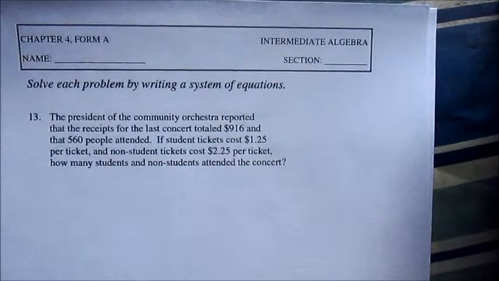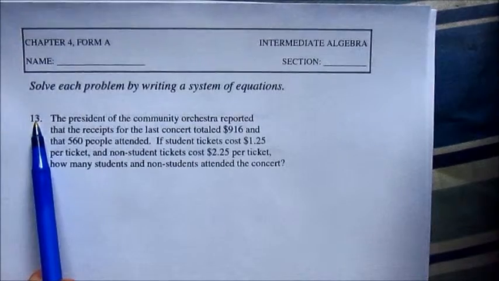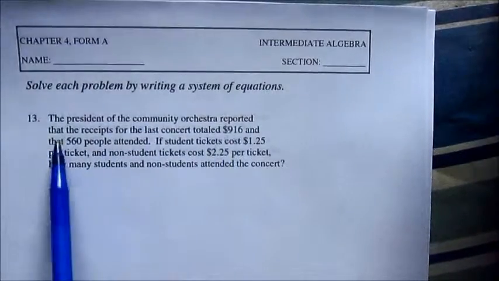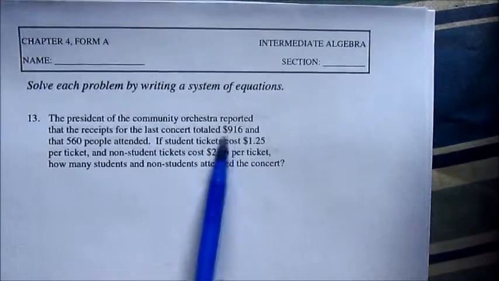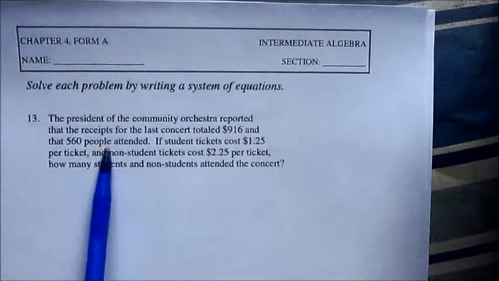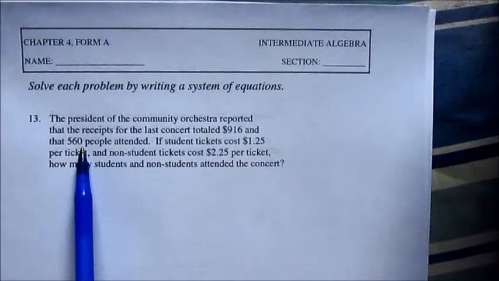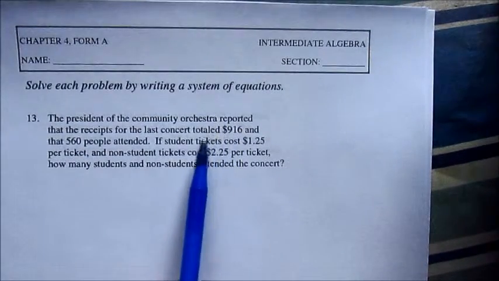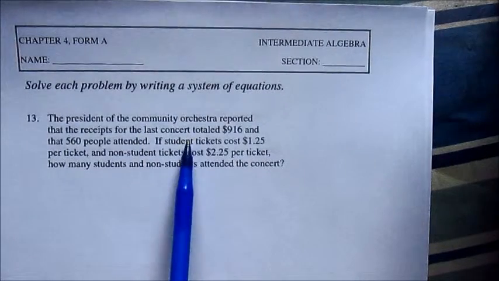Okay, this is the Chapter 4A handout that was given in class, question number 13. It is a word problem. The president of the Community Orchestra reported that receipts for the last concert totaled $916 and that 560 people attended. So two things we know: 560 people generated $916 in ticket sales, which tells us how many people actually attended the concert.